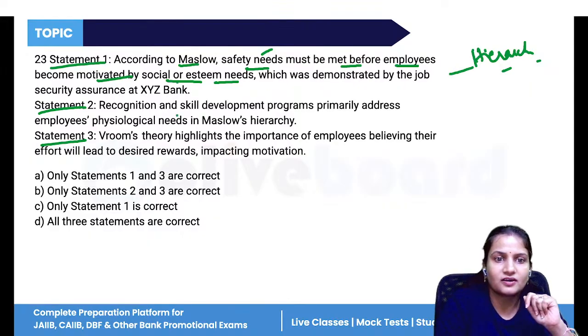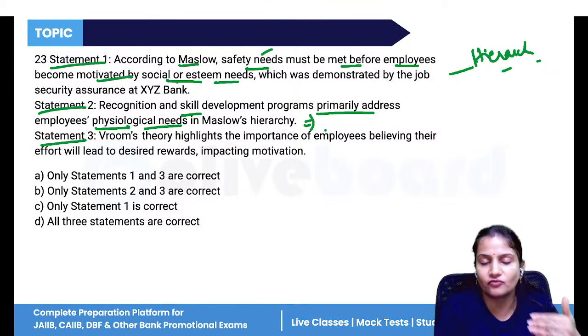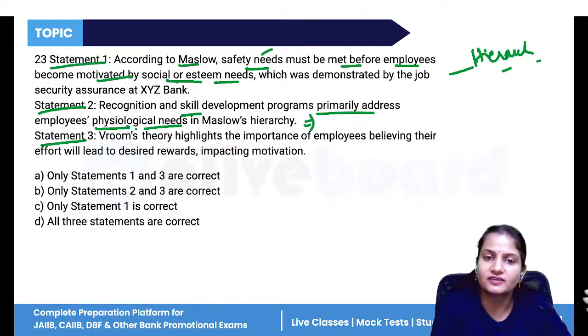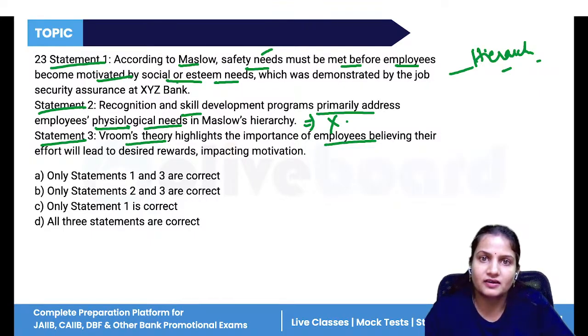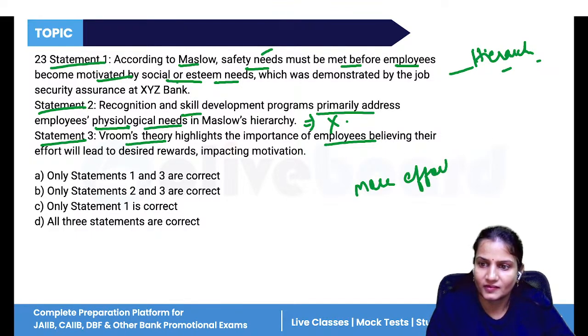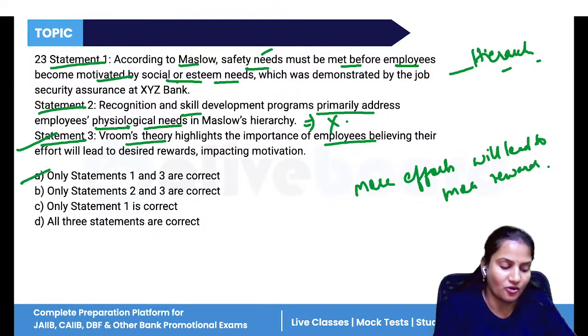Now, recognition and skill development primarily address employees' physiological needs. So, what are physiological needs? They are your food, shelter, water. Recognition and skills are your next level of need. So, this is wrong. Now, Vroom's theory highlights that if employees give more effort, they will perform better, and then they will get more reward. So more effort will lead to more rewards. Yes, this is correct. So 1 and 3 are correct. Option A.